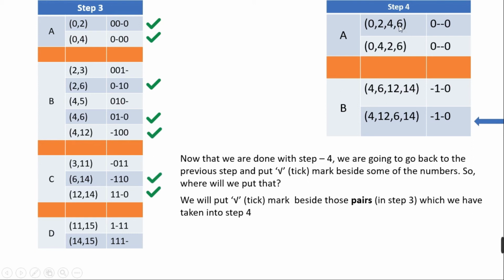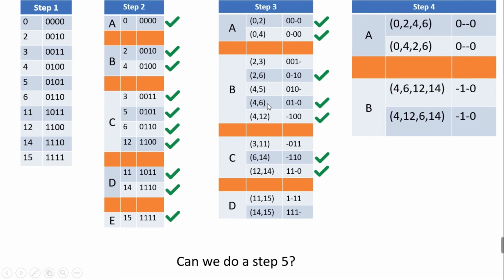All of our checking is done. We have traversed all the numbers in step 4, and we have put tick marks on all the necessary places in step 3. So that's basically our step 4, and step 4 is completely done now. This is how our math looks.